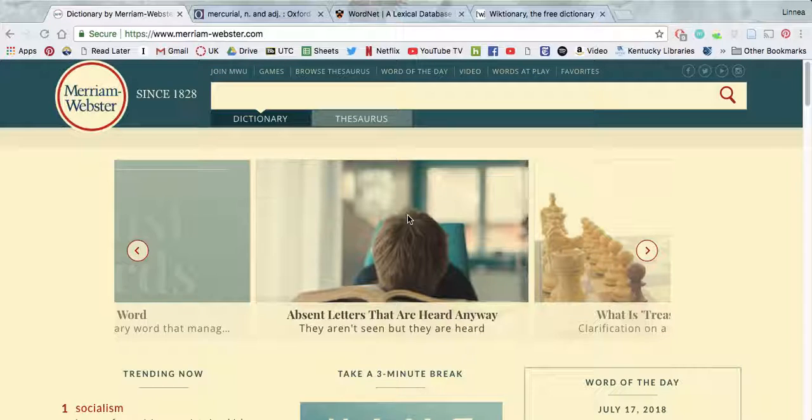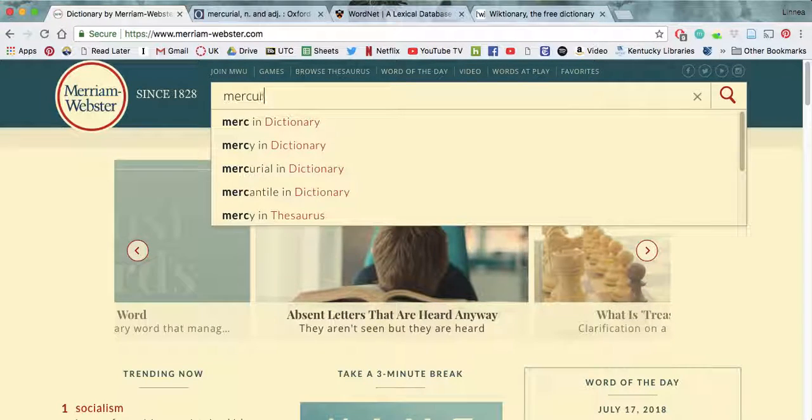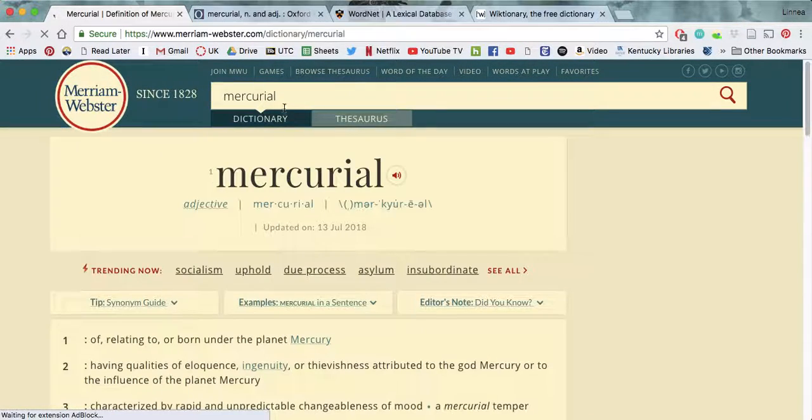We're going to look at 4 dictionaries, 2 from the library databases and 2 that are available for free on the web. Starting with the Merriam-Webster, we're going to look up the word mercurial, and I want you to pay attention to what information is given and how that information is organized.